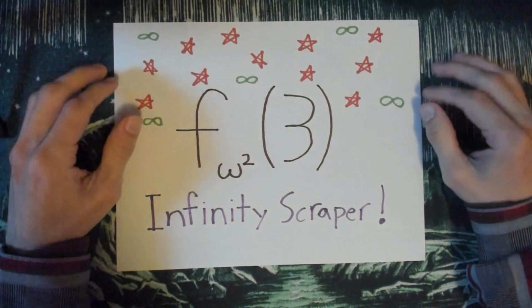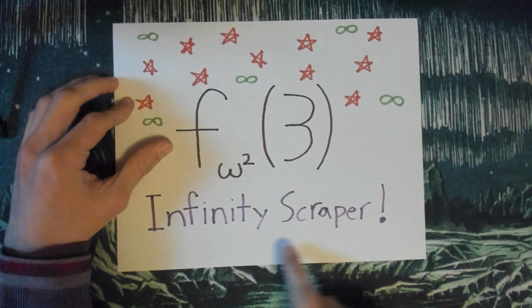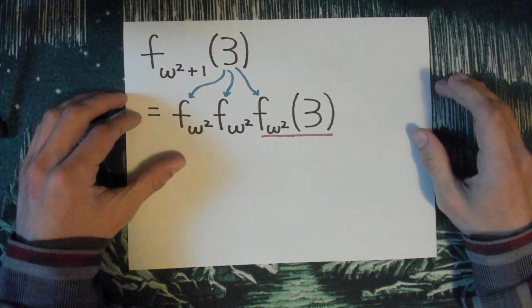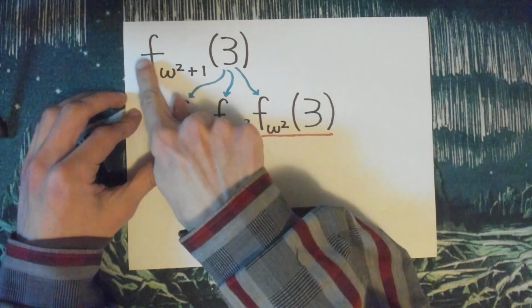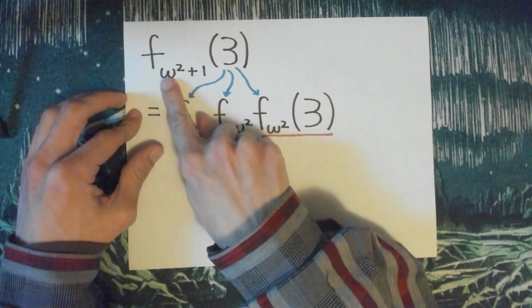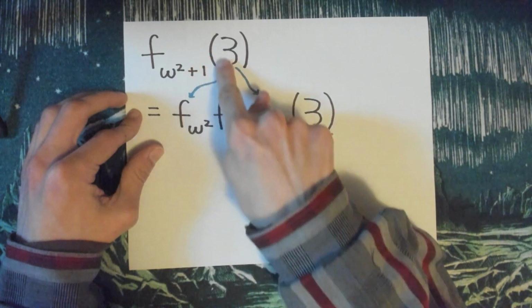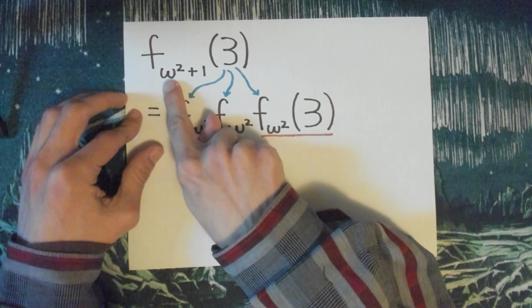It is time to spend an entire video calculating this thing. By the way, if you're not sure what's going on at any point, I did make some previous videos with some good background information. So, actually I lied a little bit. I'm not going to do f omega squared, I'm going to do f omega squared plus 1, because the plus 1 really helps to bring out the power of the omega squared in this case.